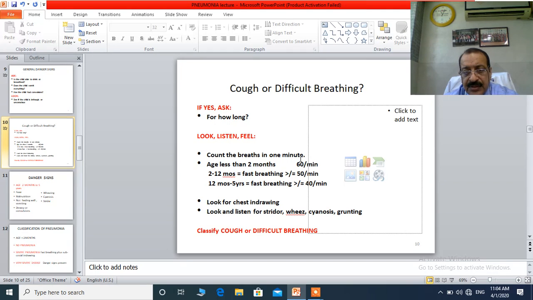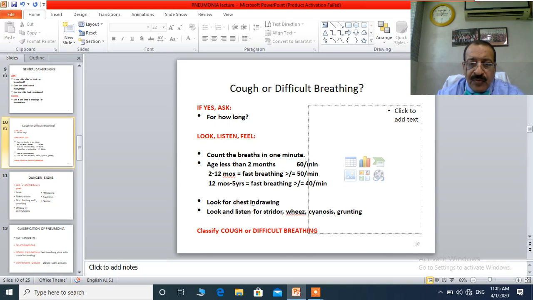60 up to the age of 2 months, 50 up to the age of 1 year, and after 1 year the upper limit of respiratory rate is 40 per minute. So if a child is having fast breathing, that will indicate that the child is having some problem in the chest, and in most cases it is the respiratory system which is involved, and the child is likely to have pneumonia or pneumonia with complication. Very few of the children may have some cardiac problem like myocarditis.